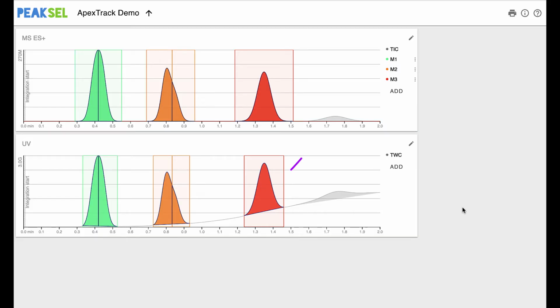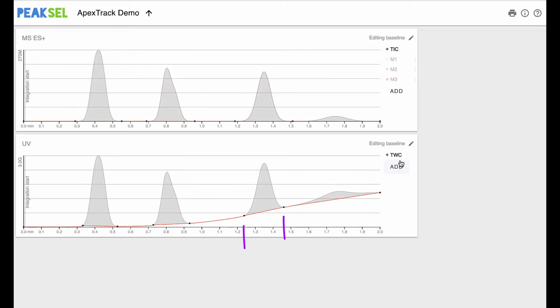So in case of isolated peaks, locating the baseline is very simple. We simply find where the peak starts and ends and put two baseline anchors there. Then we draw a straight line in between, and that's our baseline.